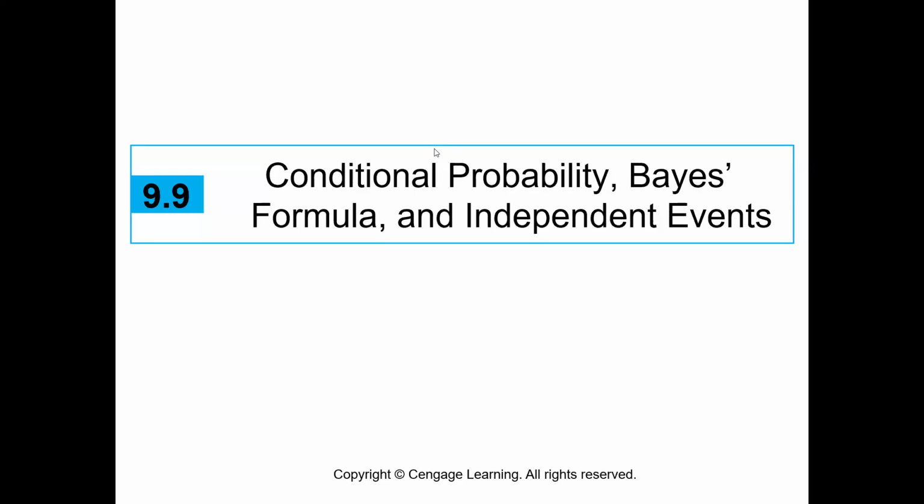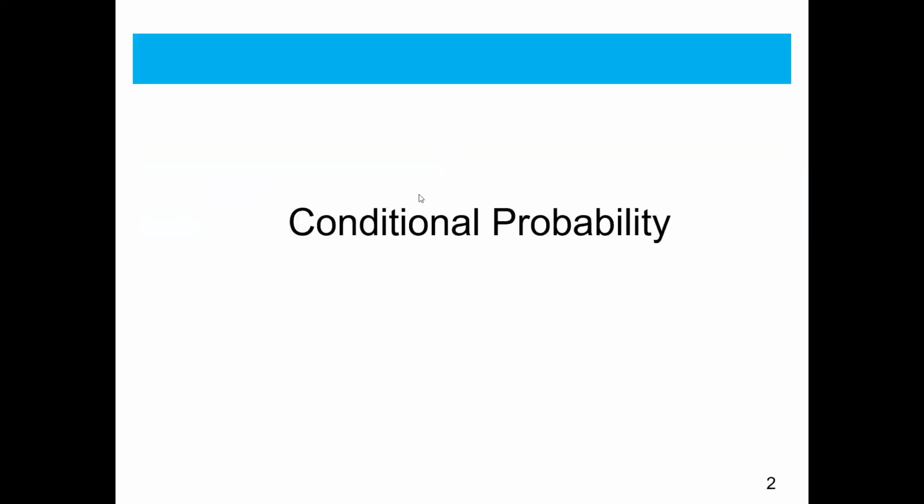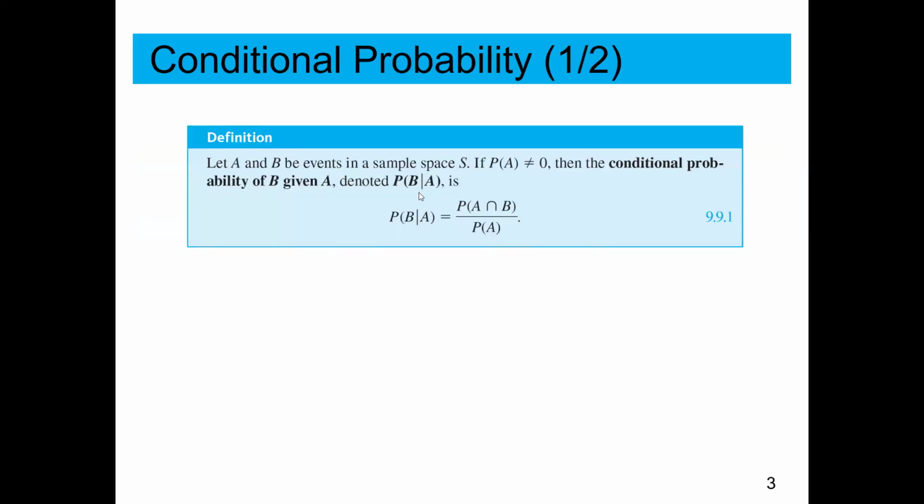Welcome to our last section of Chapter 9, Conditional Probability and Bayes' Formula. This is going to talk about what happens when I have events that are based on something that happened prior to it, and general Bayesian statistics. We're going to get to just the tip of this iceberg. So let's start with conditional probability.